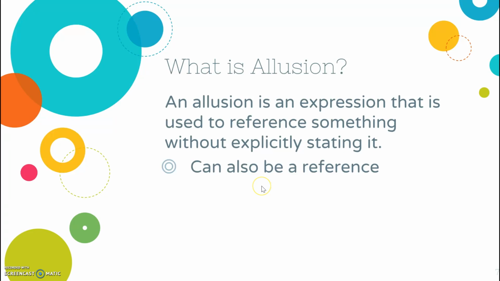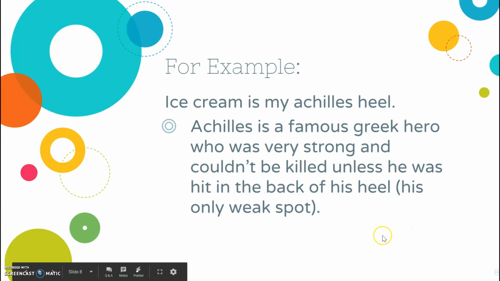Okay? So, for example, ice cream is my Achilles heel. Okay? Achilles is a famous Greek hero who was very strong and couldn't be killed unless he was hit in the back of his heel, which was his only weak spot. We have that. It's basically a tendon on the back of our heel going up our leg. It's our Achilles tendon.